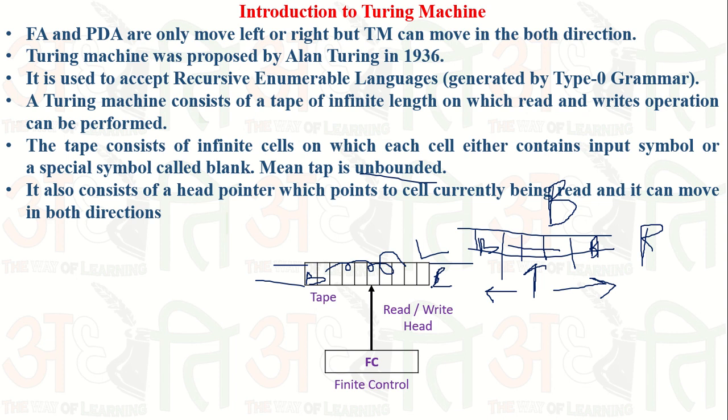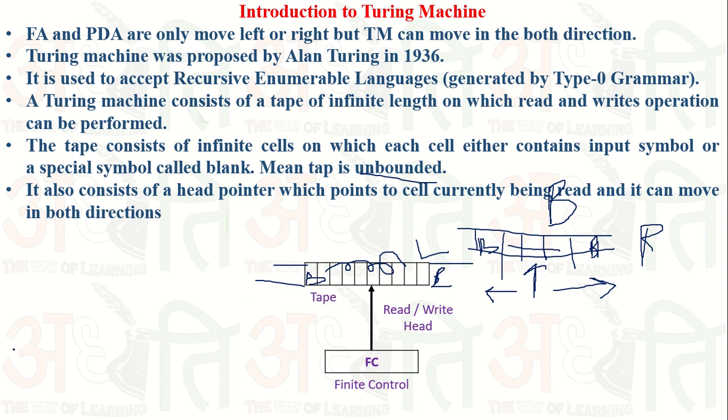There is a read-write head which is pointing to the string which you are going to read, and a finite control which controls the head, whether it moves left or right and what it is going to read. So this is a graphical representation of a Turing machine. Here we can understand the things.